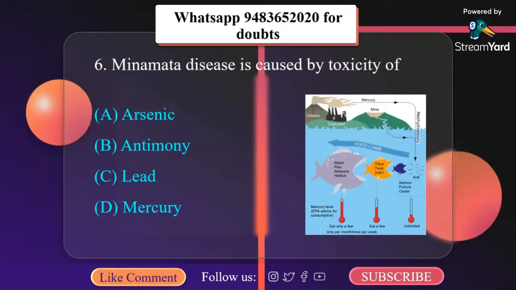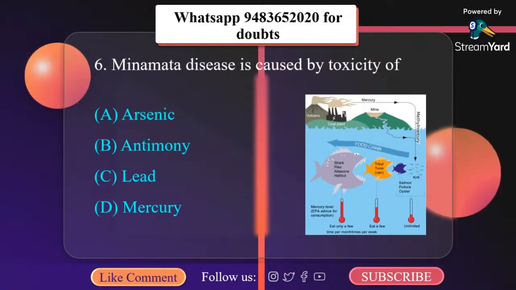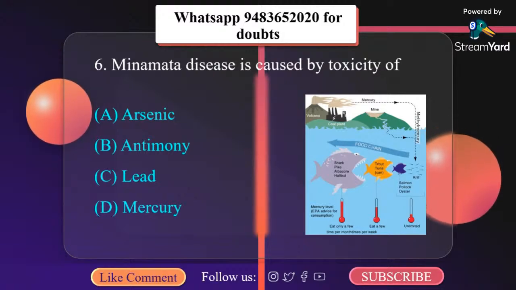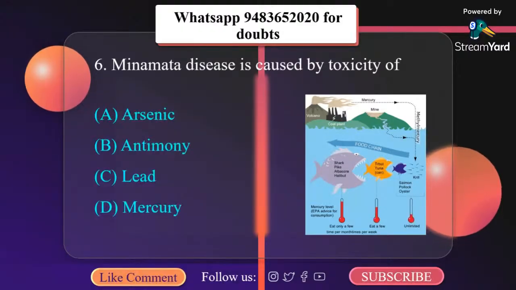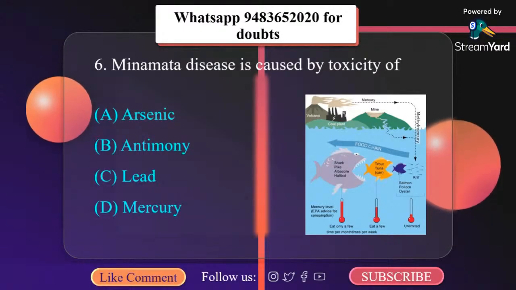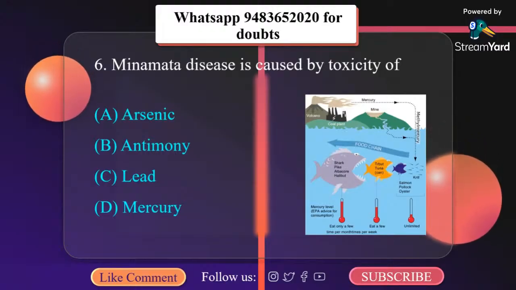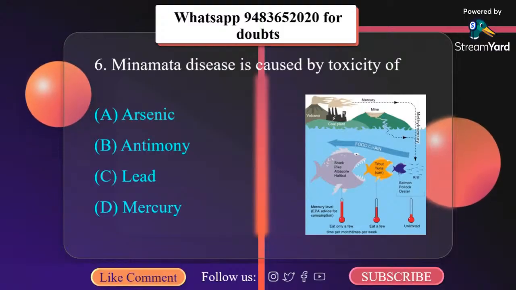Minamata disease is caused by toxicity of, well, it is due to mercury. So the correct option here is mercury. What happens? A significant example of mercury exposure affecting public health occurred in Minamata, that is in Japan, between 1932 and 1968, where a factory producing acetic acid discharged waste liquid into Minamata Bay. The discharge included high concentrations of methyl mercury.